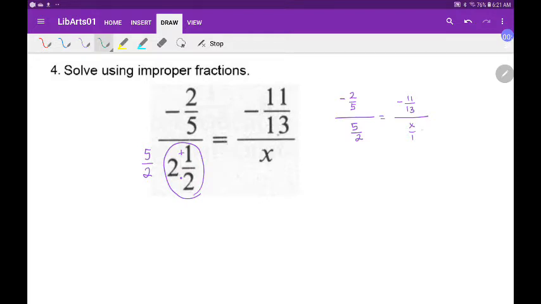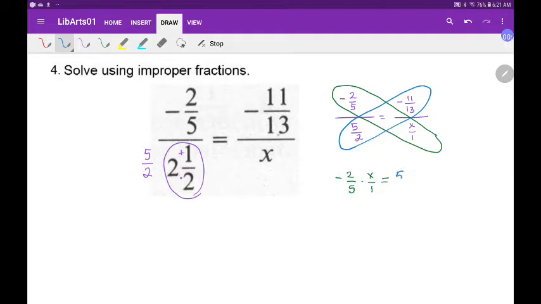So we're going to multiply the top times the bottom, and we'll have negative 2 over 5 times x over 1, or just, I guess I could just say times x, is equal to, let's see, we have 5 over 2 times, and I guess since I have a negative, I'm going to use parentheses so it doesn't look like subtraction, because it's not subtraction, it's multiplication.